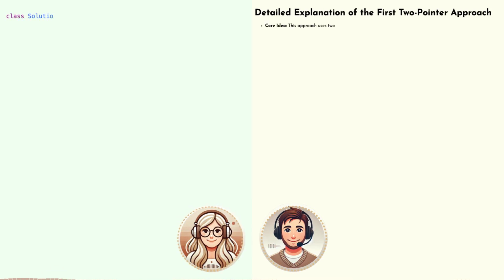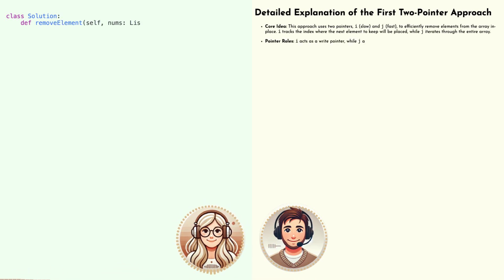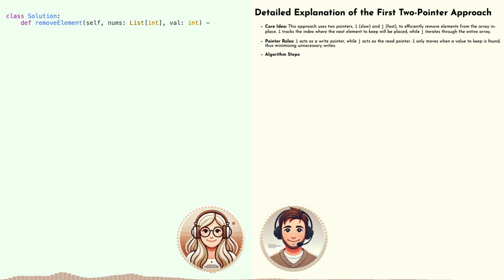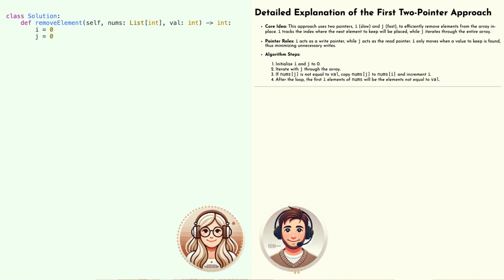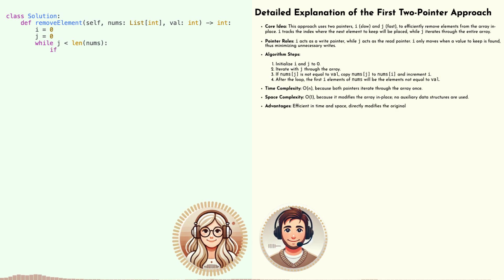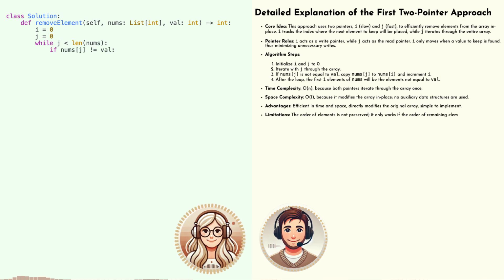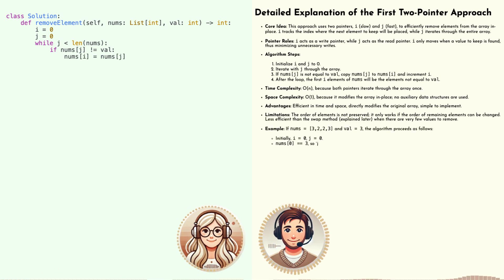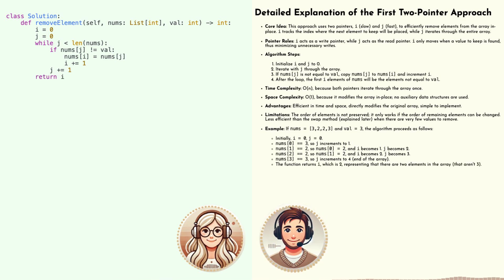Let's give our pointers some names. We'll call them i and j. You can imagine i as this diligent organizer methodically placing the keeper elements right at the beginning of the array. So i is like the curator making sure everything is in its rightful place. Exactly. And then we have j, our scout, who races ahead, scanning through the array to find those keeper elements. So j is like the detective searching for clues. That's a great way to put it. So j is looking for the elements that don't match our target value, the ones we want to keep.